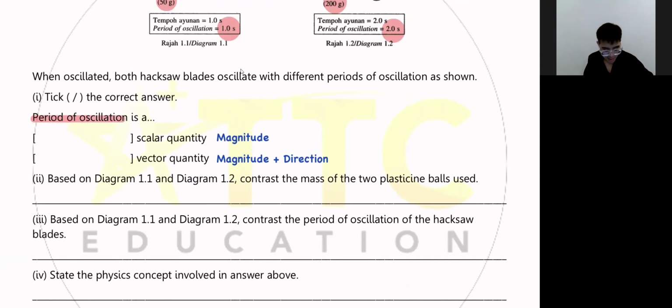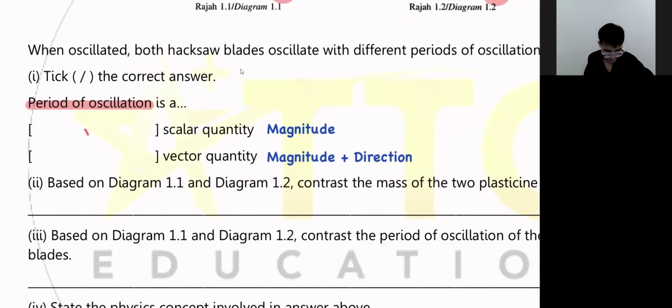Let me ask you, does time come with direction? Time doesn't come with direction. Let's say 2 seconds. 2 seconds means 2 seconds. That's the value; the 2 is the value. It doesn't come with a direction. So that's why time is a scalar quantity. Is that clear?